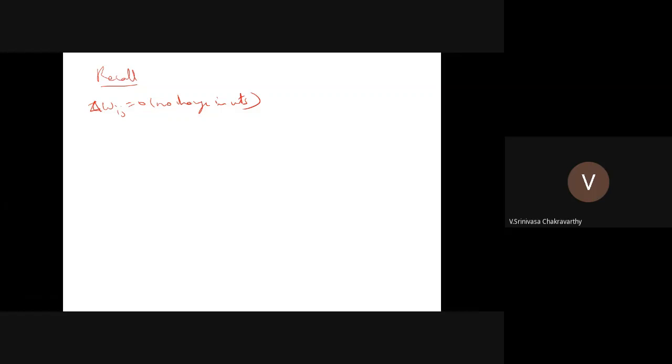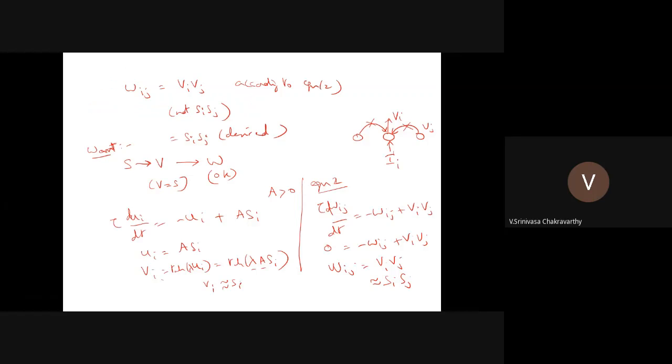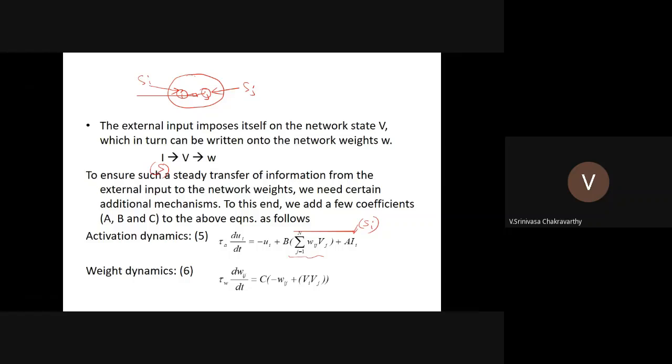So what should happen during recall? How do we recall in a Hopfield network? We give the partial pattern as the initial condition of Vj, right? And then you just let this first equation, the activation dynamics equation 5, run, and after some time it will stabilize and it will give you the recalled pattern. And weights are not changed during that time.